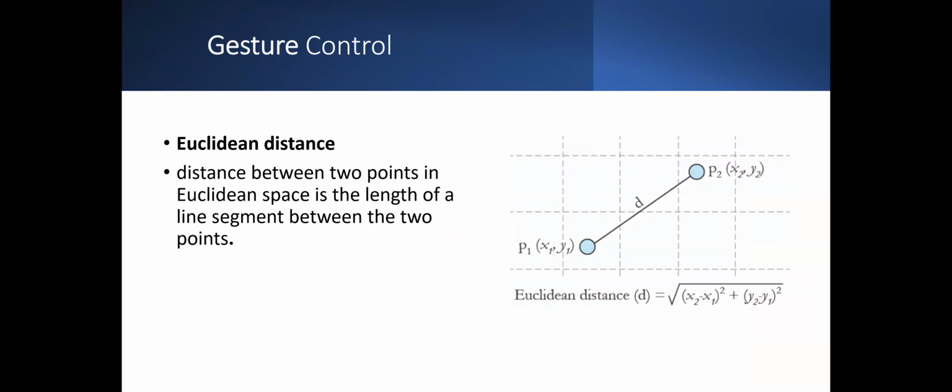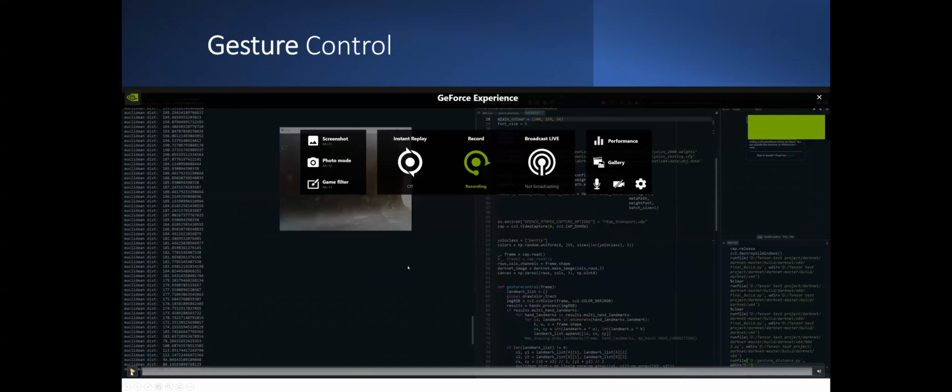And to create our gesture, we will be using something called Euclidean distance. We will take the tip of our index finger and our thumb and try to calculate the distance between them. And if the distance is above 150, we will stop the tracking. Let's see this in action.